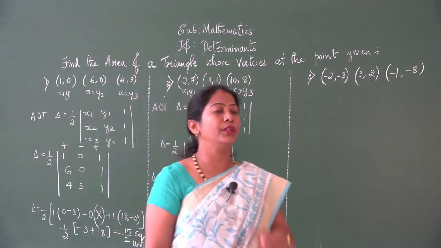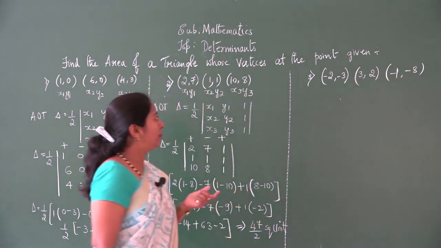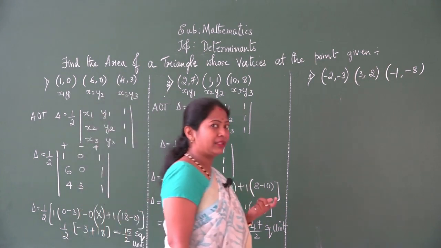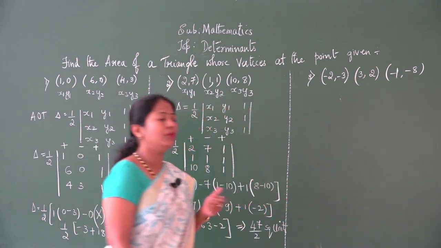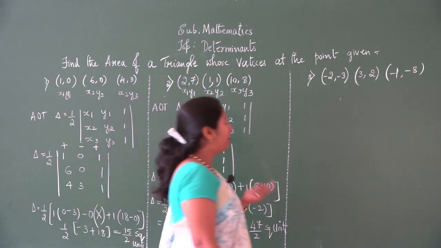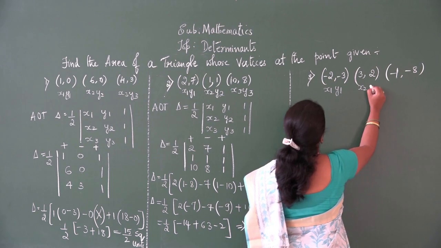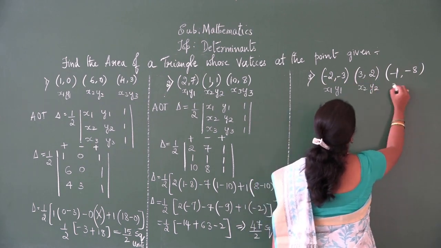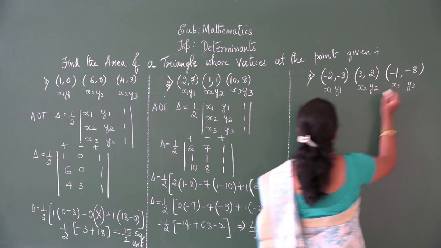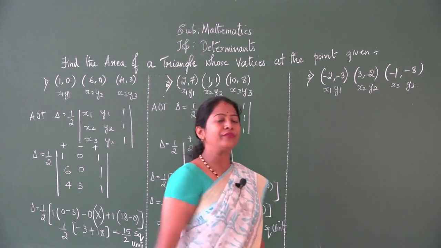Similarly, moving on to the third problem. What is the third problem? Coordinates minus 2, minus 3, 3, 2, minus 1, minus 8. Mark the points as x1, y1, x2, y2, x3, y3. What is the formula to find the area of a triangle?